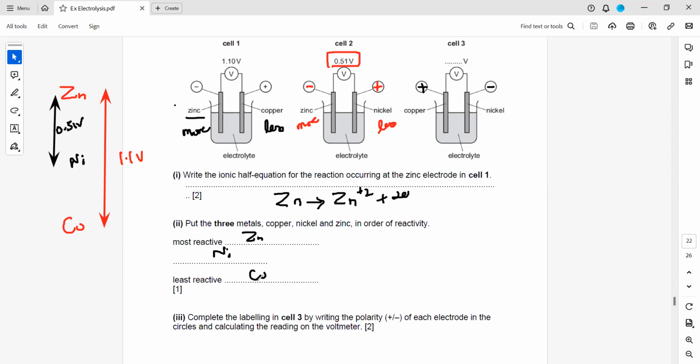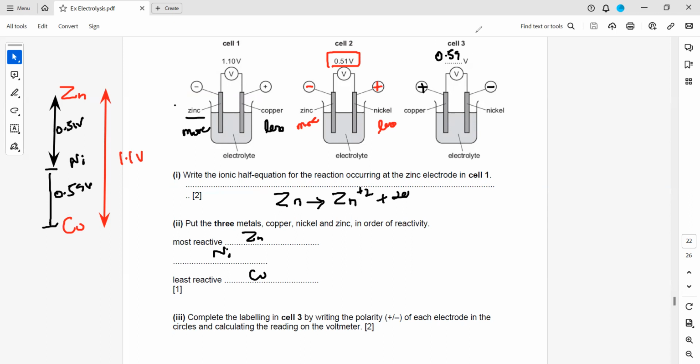What will be the reading on the voltmeter? We want a reading from nickel to copper. If the total is 1.1 and this one is 0.51, how much am I left with? So it will be 1.1, that's the total, minus 0.51. So I will be left with 0.59. So we'll write here: the voltage produced will be 0.59 volts.